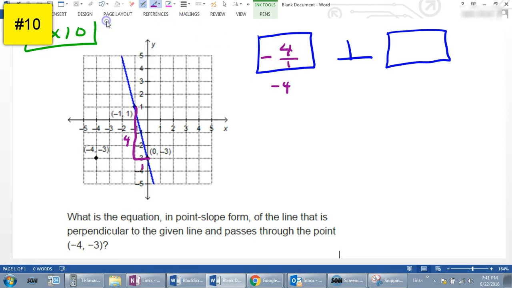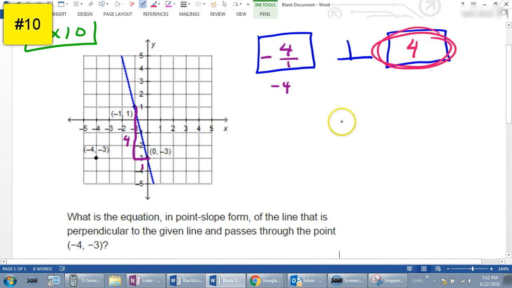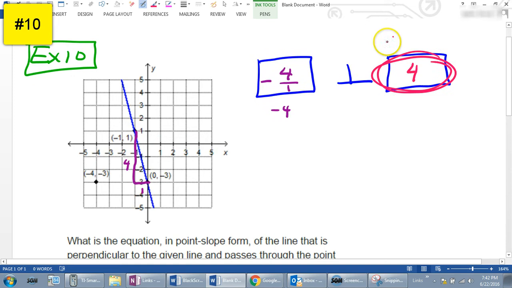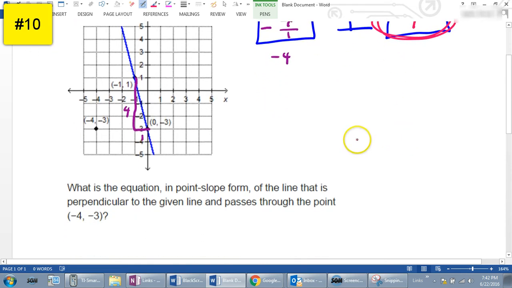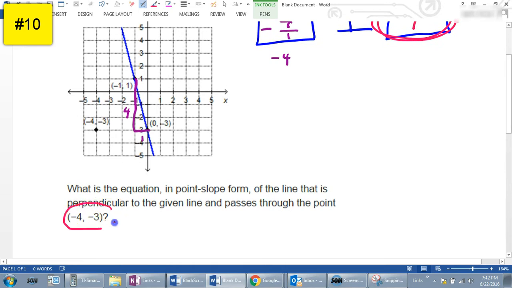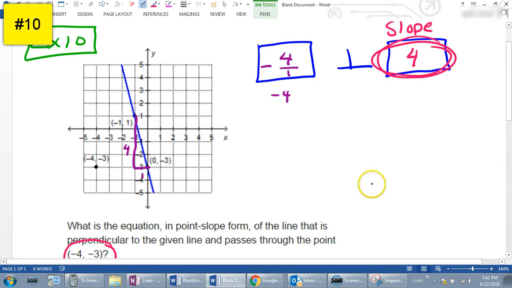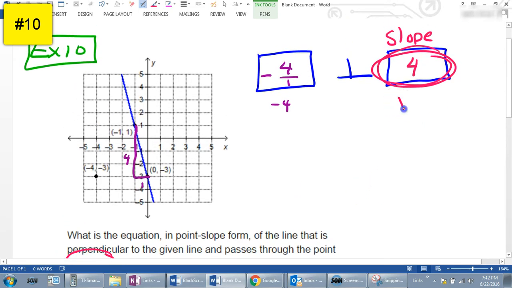Now, what will be the slope of a perpendicular line? Positive 4. So this is the one that we want. So that's our slope. So keep that in your brain. Our slope is going to be positive 4. Now, they also gave us a point. Alright, so we have a slope and we have a point.